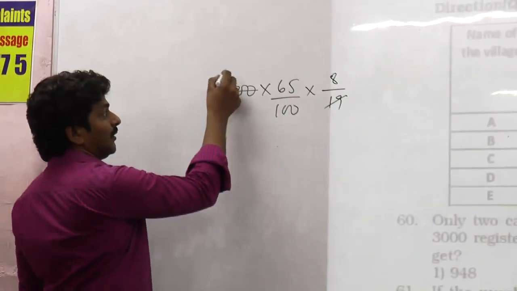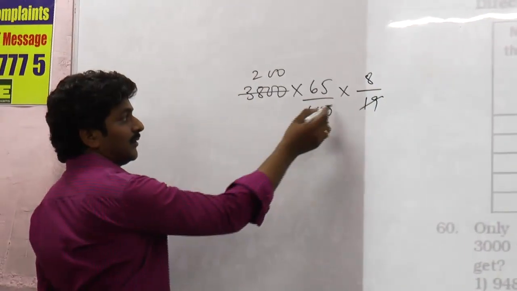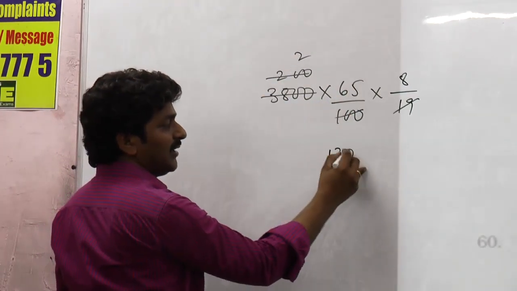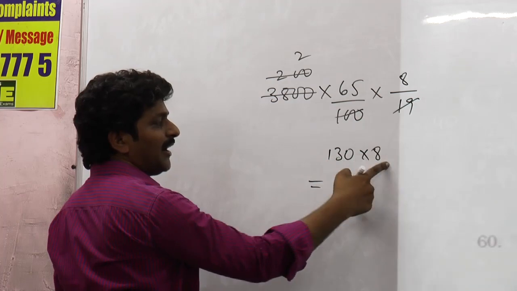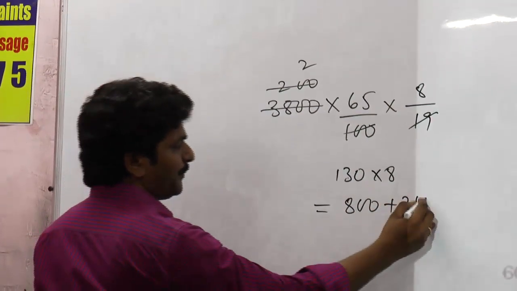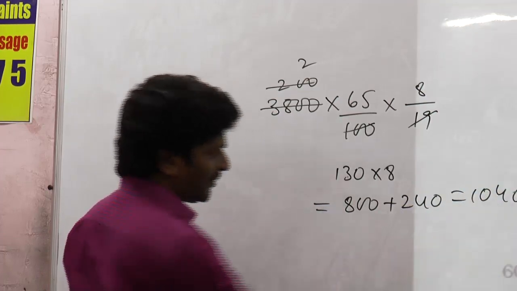19 times 200, 8 times 130, 8 times 800 plus 240, 1040.